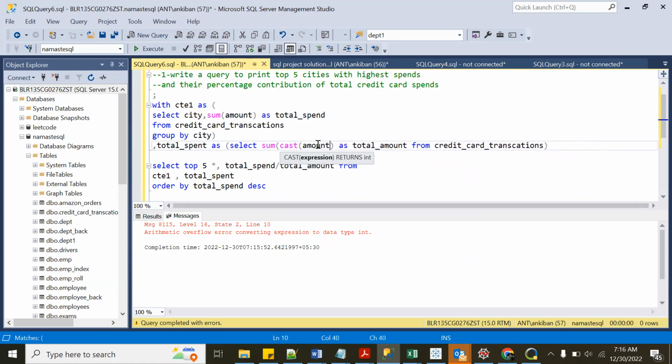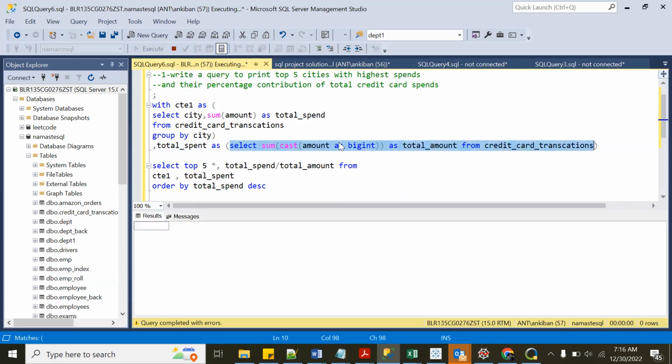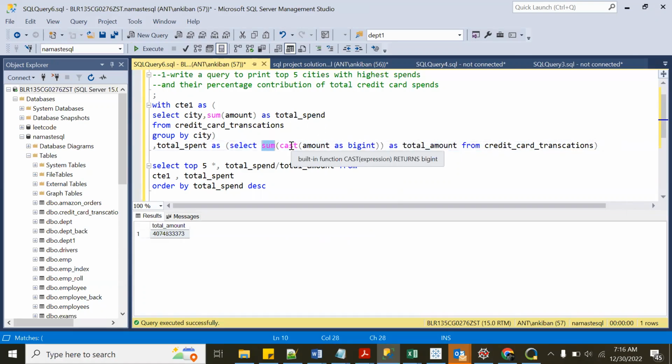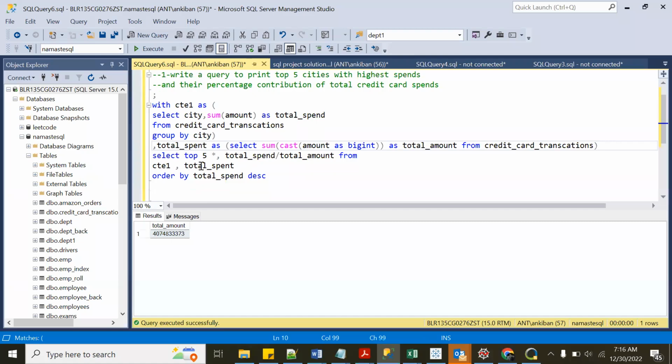Did you guys also get this issue? Yes, sir. Okay. Let's try this. Yeah, now it is fine. So what I've done, I'm converting amount to big int. It was int, and after aggregation also, it was giving int, and int has a limitation, it is not fitting. So I first converted into big int and then did the aggregation. So it is working. This is my total spend. So I'm just saying CT1, comma total spend. This query is giving just one row.